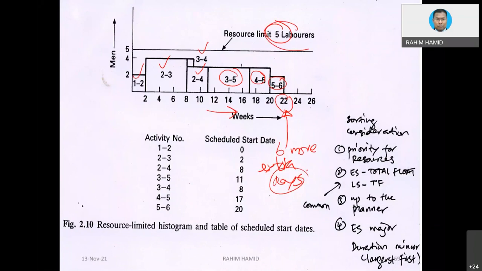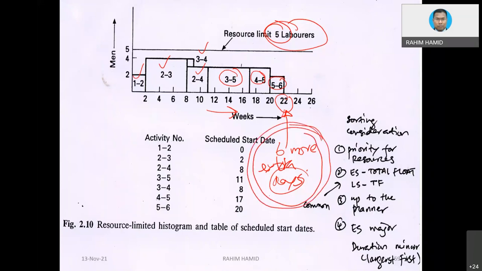Sometimes we limit the laborers or whatever resources for easier management. We do not want a headache thinking about tomorrow needing more or less. No, we just have a consistent number of laborers. But then what to do? Sometimes we need to push the activity to a later date. If our project allows us to do that, why not?